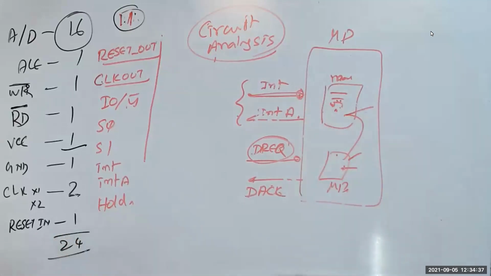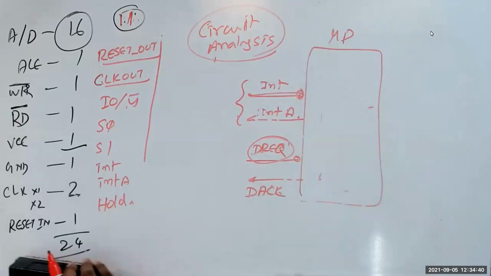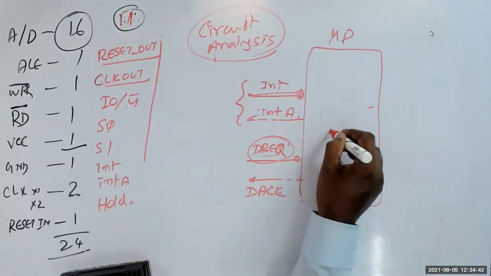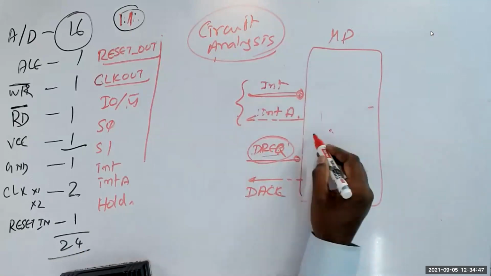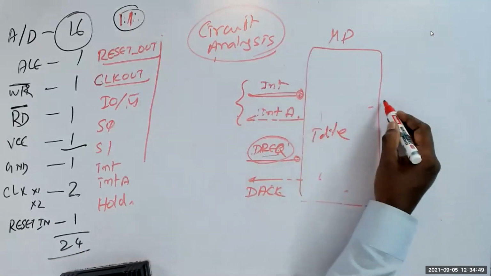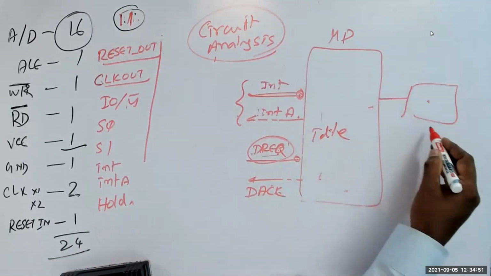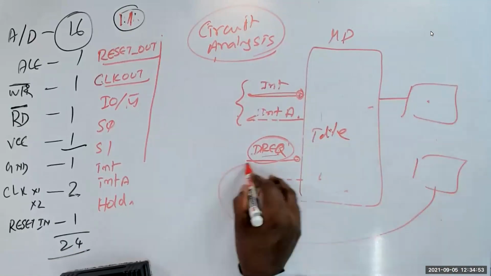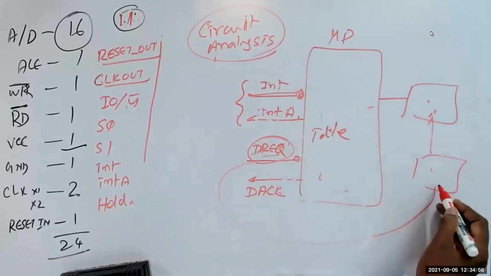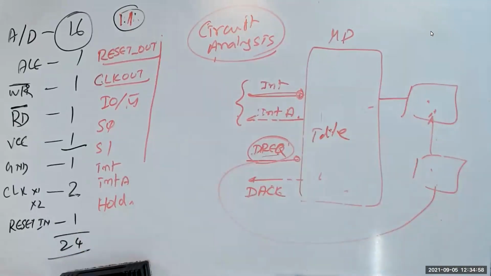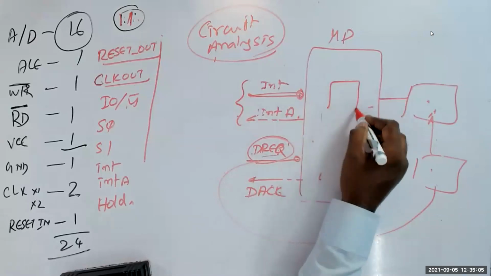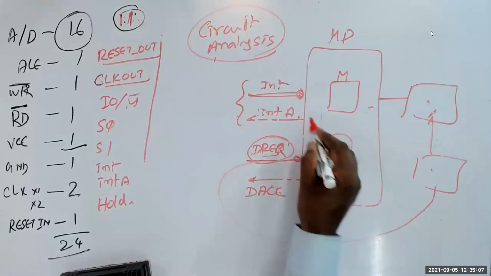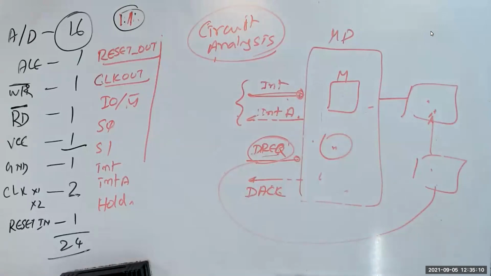But when I give a DMA request, I tell the microprocessor, keep quiet, stop, don't do anything, be idle, and give the memory to me. Then I will use the memory, and when I complete, I'll give it back to you. That means there's a big difference between these two. Interrupt means I am telling the microprocessor, don't do the main activity, do the other, important activity.